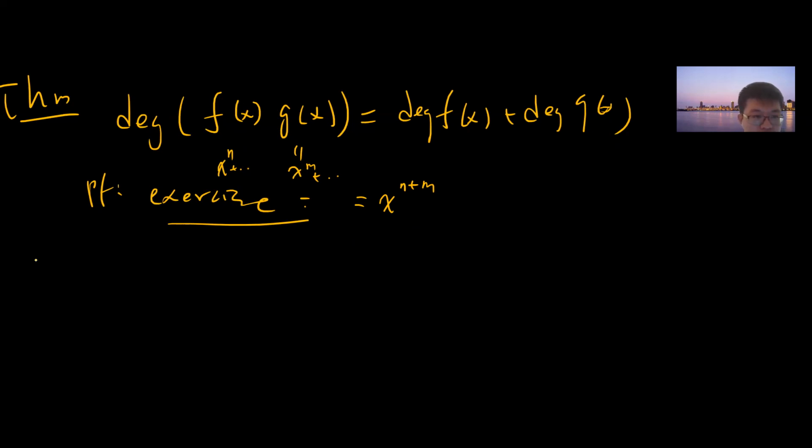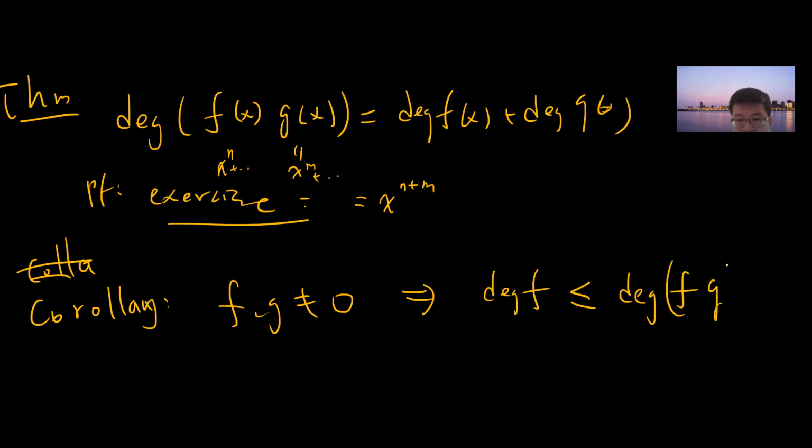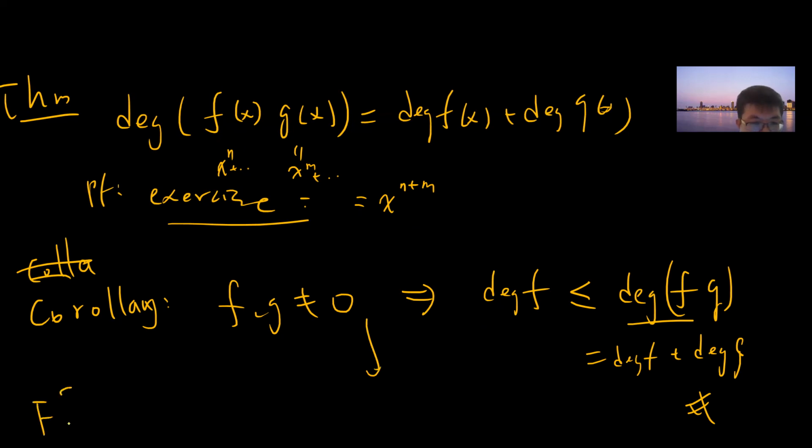So the corollary, which is an important one: if f and g are non-zero polynomials, then the degree of f is less than or equal to the degree of f times g. The proof is that you start from here: the degree of fg is the degree of f plus the degree of g, and the degree of g is always greater than or equal to 0. So the proof is done. From here we know that F bracket X is an integral domain.